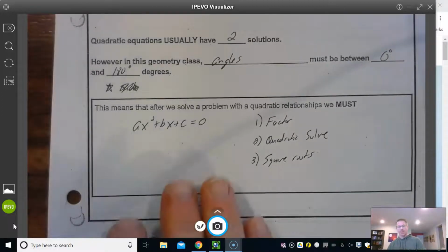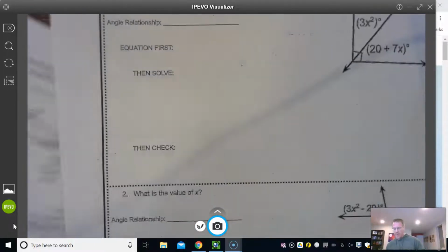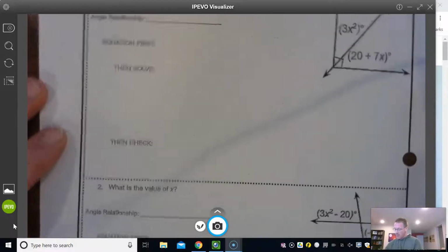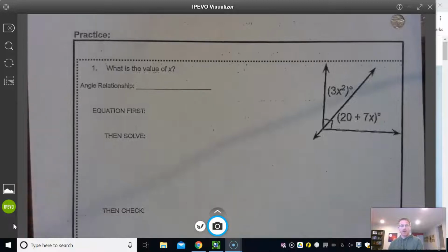So, let's go ahead and flip over to problem 1 here. Let's look at problem 1 on page 136. Once again, what we want to do is look at the picture. We want to interpret that relationship in the picture into an equation.